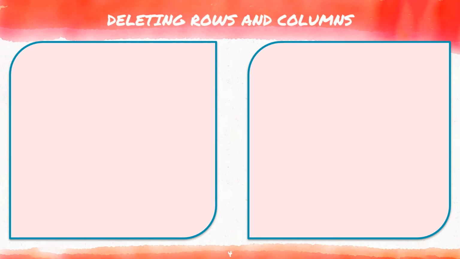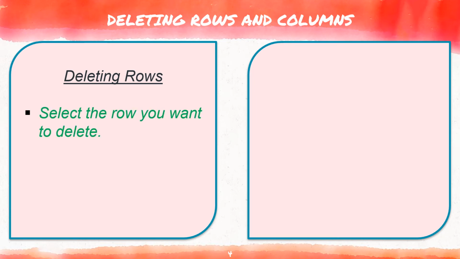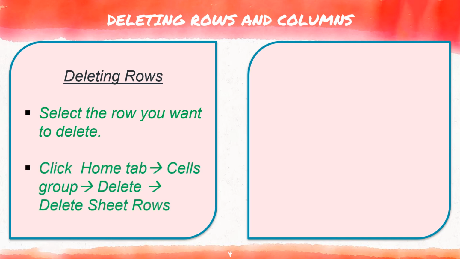Now, sometimes it happens we might want to delete a column or a row from our spreadsheet which we no longer need it. So, in order to delete a row and column, we have to follow some steps. First of all, we will be learning how to delete a row. In order to delete a row, select the row that you want to delete. After that, click on the Home tab. Under the Cells group, click on the Delete button, then select Delete Sheet Rows option. Clear? When you will select this, the selected row will be deleted from your spreadsheet.